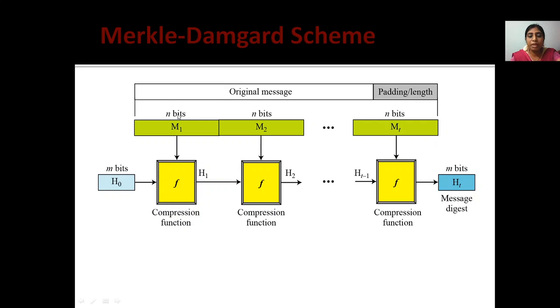Each block consists of n bits and you give this message to the hash function. Initially we do not have any output, so H0 is the initial vector we give, and when you perform the function we get the output. That output is given as the input for the next block. The output from the second block is given to the third block, and the output from the third block is given to the fourth block. Like that we go till the n-th block. The final output will be considered as the message digest.